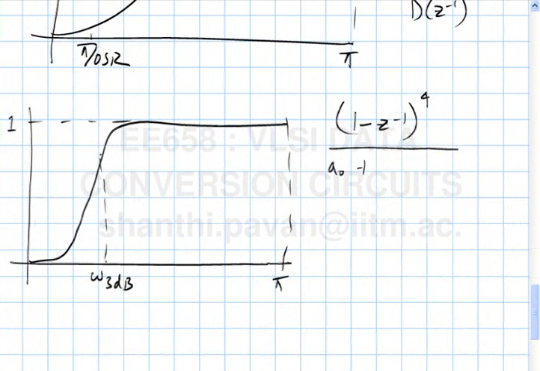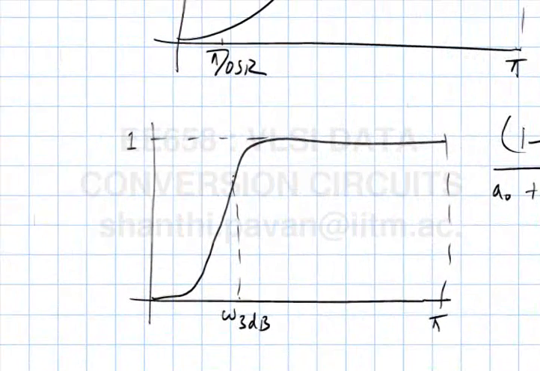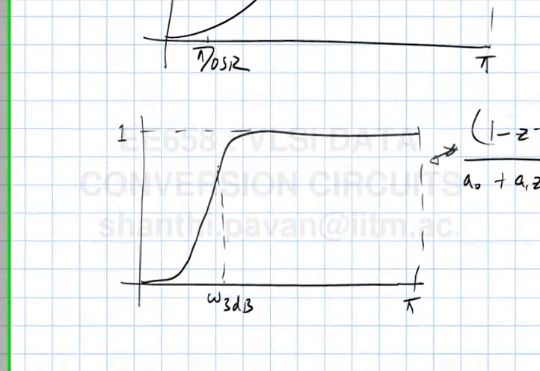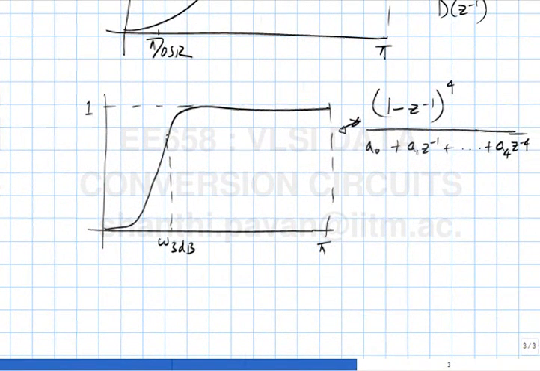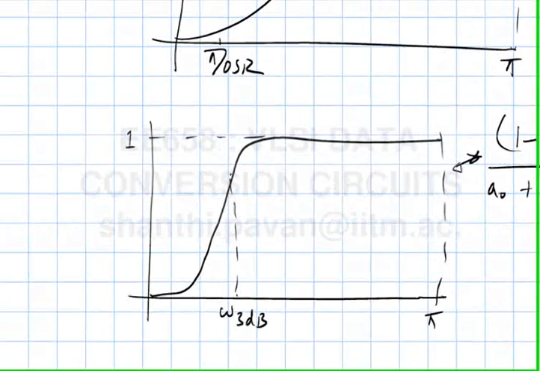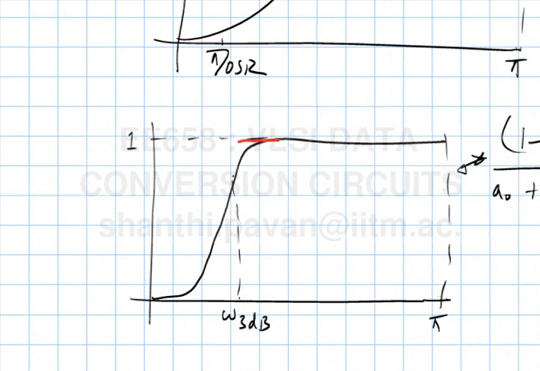some a naught plus a1 z inverse plus and so on. This just happens to be the transfer function of a fourth order Butterworth high pass filter, which is known because of work of lots of people before us. As you keep increasing the order while keeping the same omega 3 dB, what do you think will happen to the response? It will become sharper and sharper. So if this is fourth order, this will be fifth order, and as the order goes on increasing, the sharpness of this roll-off will go on increasing.